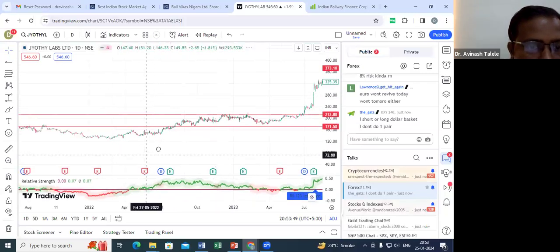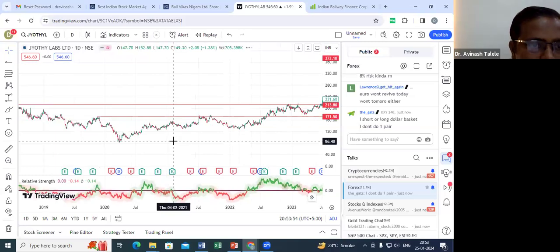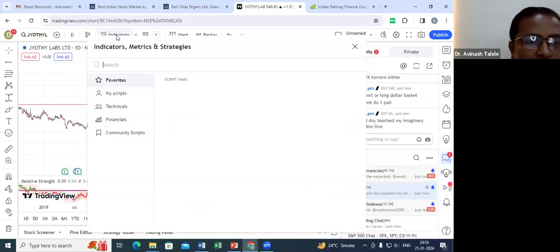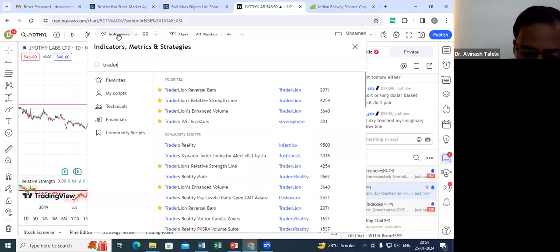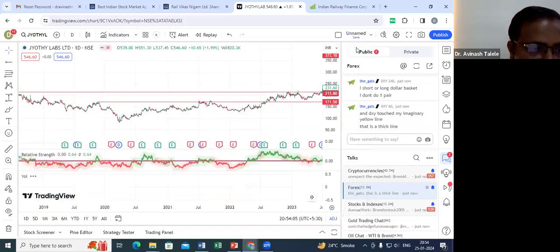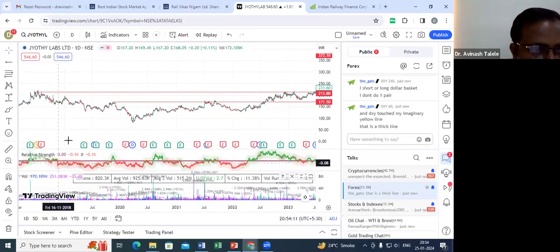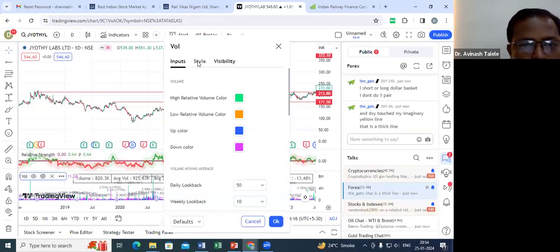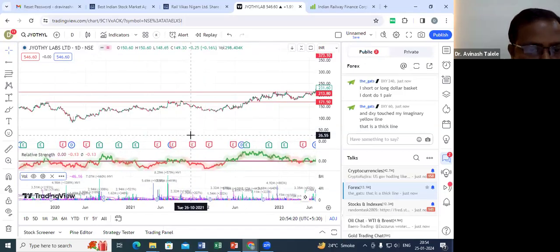And you remember I said that we need to find the strong hands that are entering in the market before us. So another tool that I use is Traders Lion Enhanced Volume. This is a beautiful tool. I'll show you how to make use of it. We just need to remove this table. This is a very unique tool.